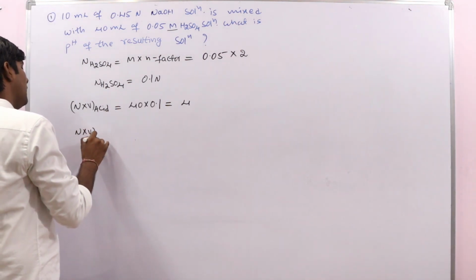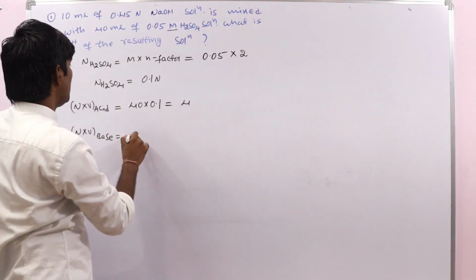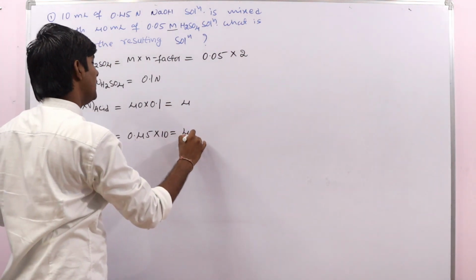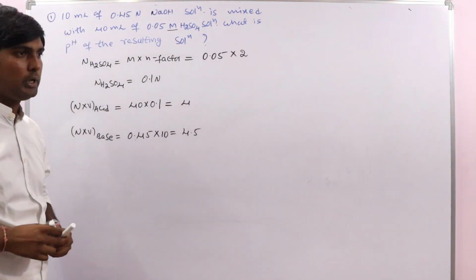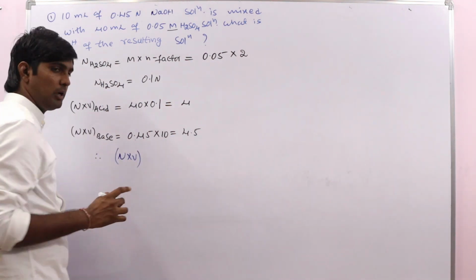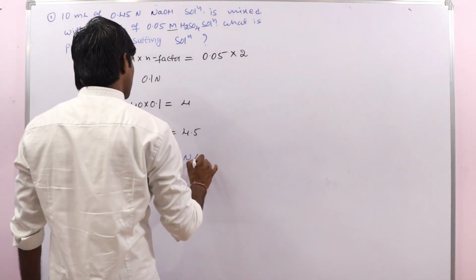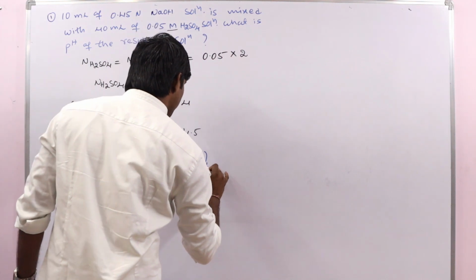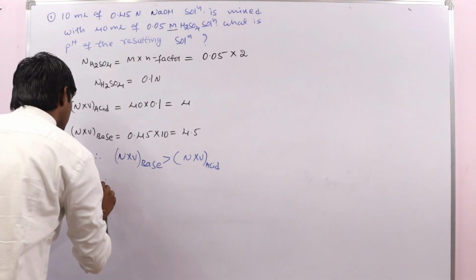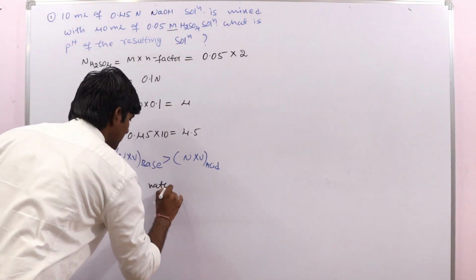In the same way, normality into volume of base: normality of base is given as 0.45 and volume is given as 10. So here we get 4.5. Therefore, normality into volume, that is nothing but number of equivalents of base, is greater than N into V, that is number of equivalents of acid. That's why the resulting solution is of basic nature.